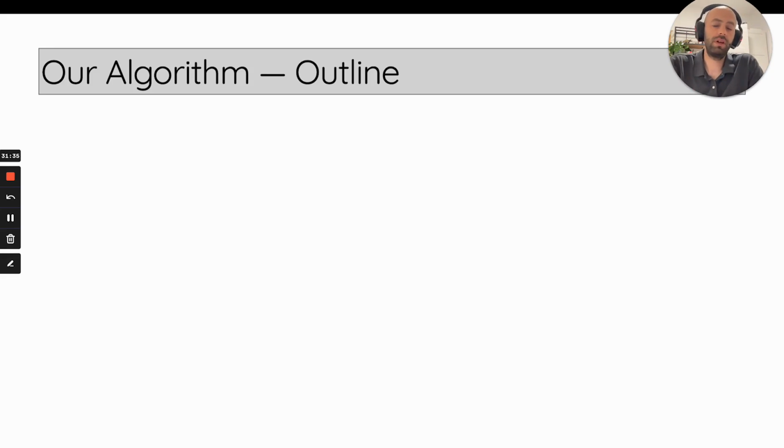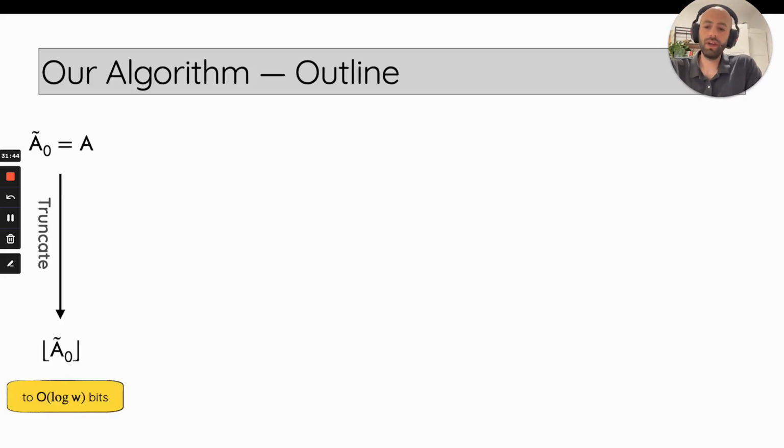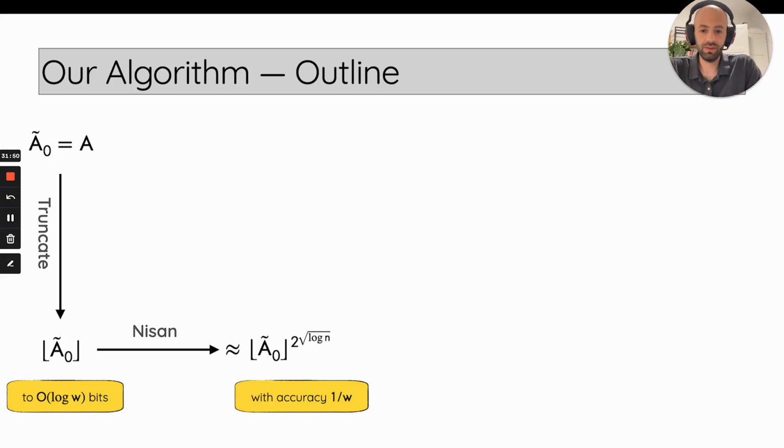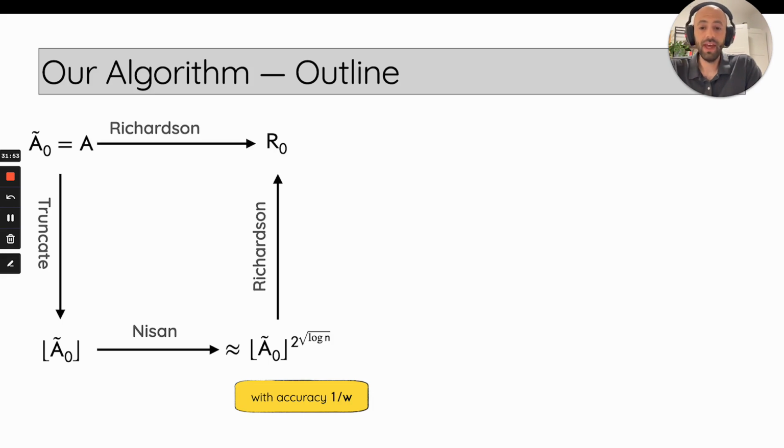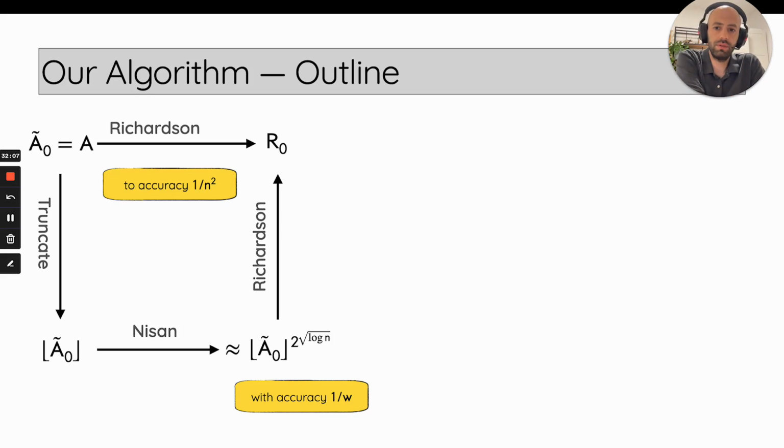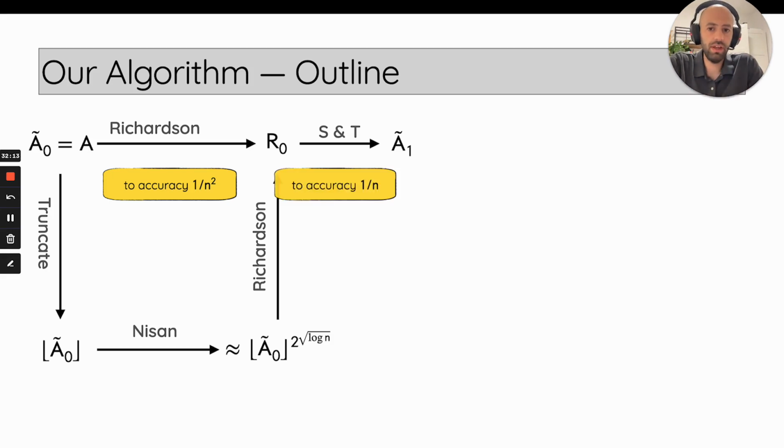So here is a very brief outline of our algorithm for matrix powering. We start with our original matrix A. We truncate it to log W bits. We use Nisan with mild accuracy. And then we use Richardson on the original matrix and the mild approximation of all the powers, essentially, to get R0, which has good accuracy. We shift and truncate and repeat the process.